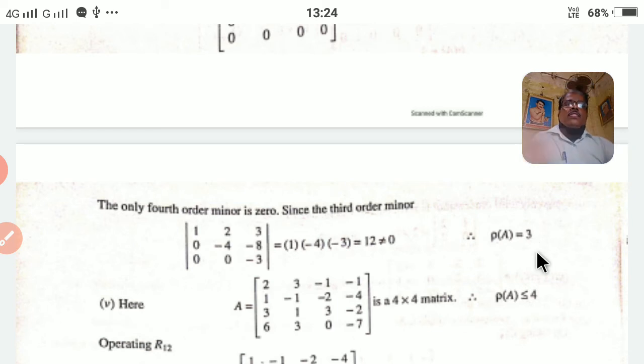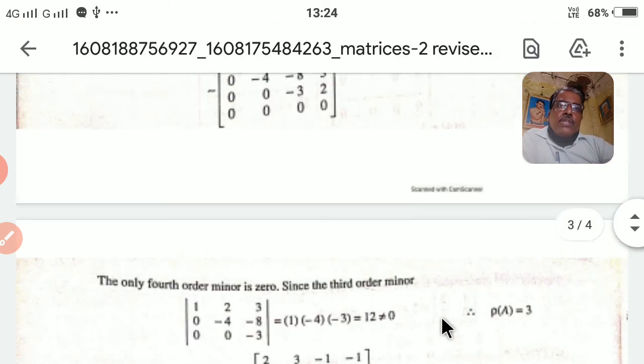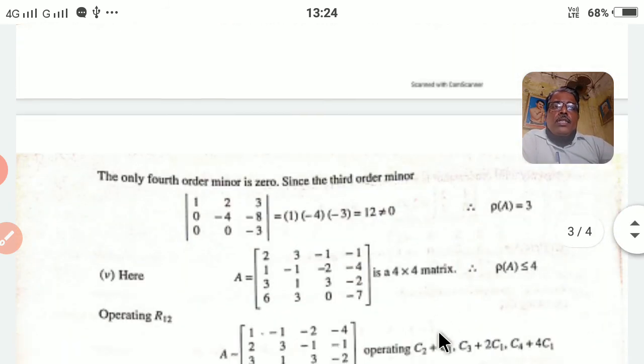Here, how do we decide the rank of A is 3? Count the number of non-zero rows. How many non-zero rows are there? 1, 2, 3. So therefore the rank of A is 3.